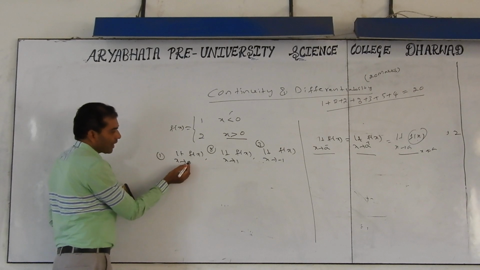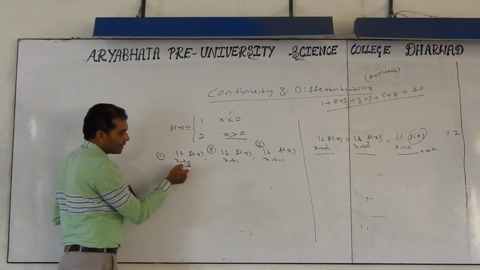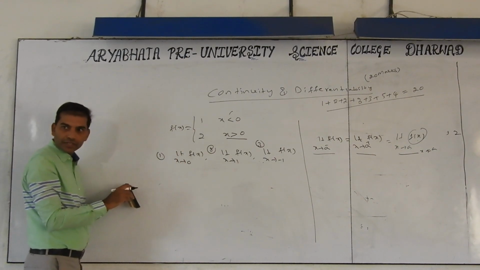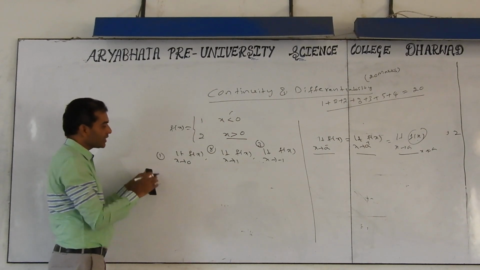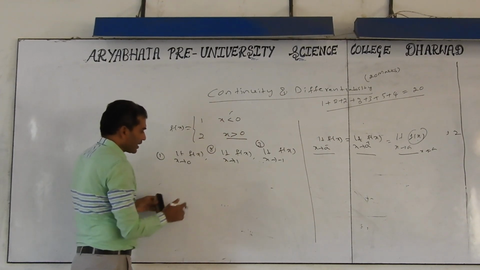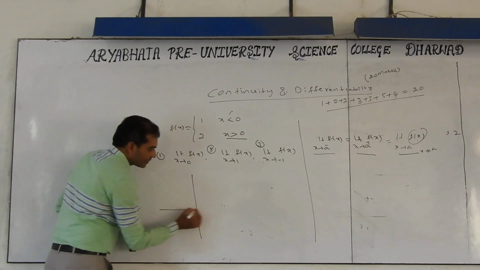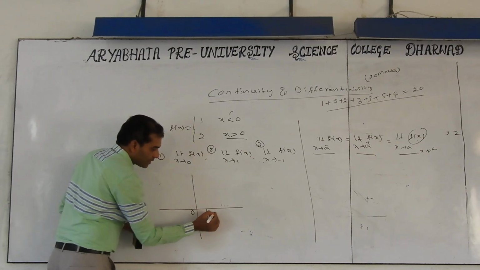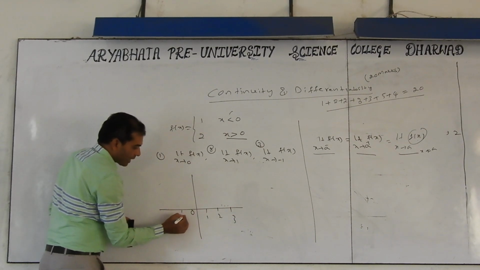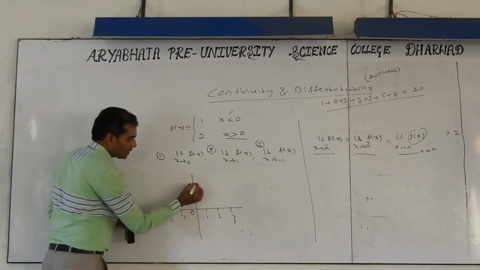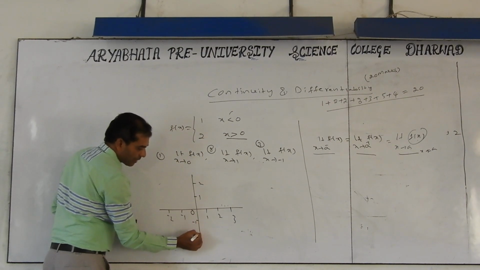first, where are we going to find the limit? At what point? 0. Okay? Check it. 0. See, let's draw the graph. Here 0, this is 1, 2, 3. Here minus 1, minus 2, 1, 2, minus 1, minus 2.